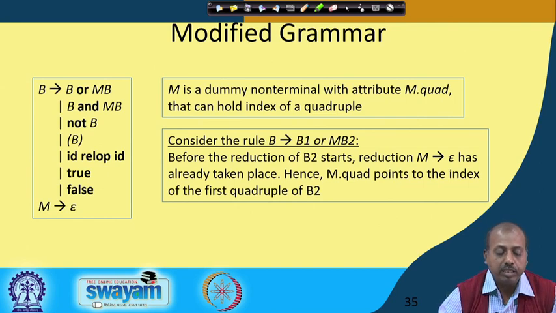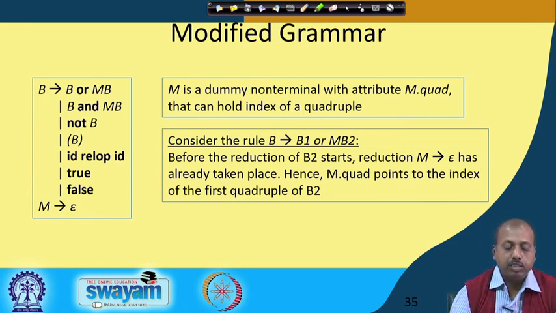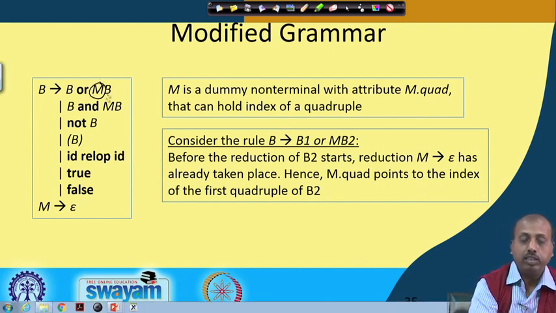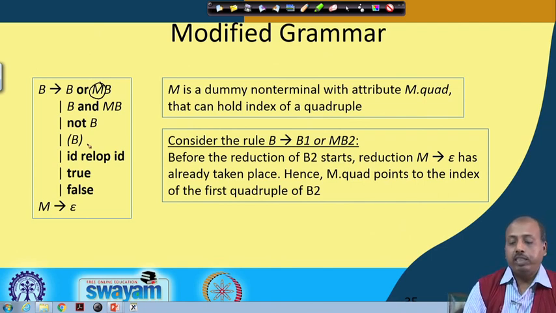So, the grammar that we will have now is a modified version: B producing B or M B, B producing B and M B, not B, B within brackets, id relop id, true, false, and M producing epsilon. In this particular case, you see what has been done: we have introduced a new dummy variable M.